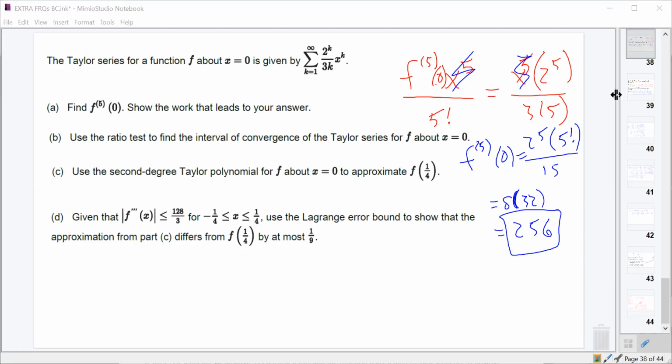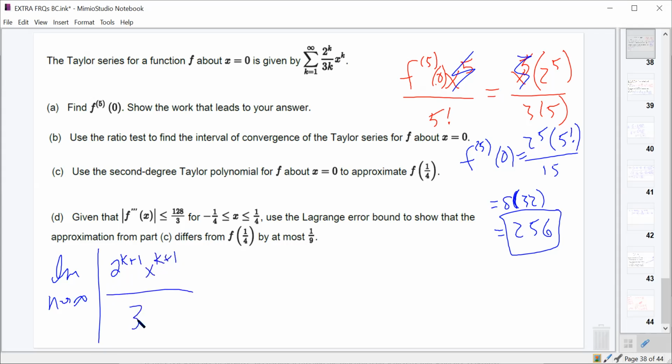Cool. All right, part B wants us to use the ratio test to find the interval of convergence for f about x equals 0. If we're going to use the ratio test, I'll start it here, but we'll probably need another page. We're going to do the limit as n approaches infinity of the n plus first term, or in this case, the k plus first term, over the kth term. And we'll put it all inside of absolute values, because for all values of x, this is not always positive. So we'll have 2 to the k plus 1, x to the k plus 1, over 3 times k plus 1, times the reciprocal of this.